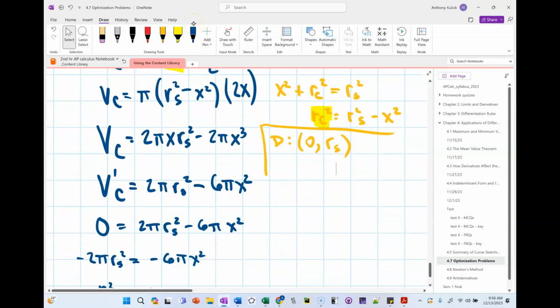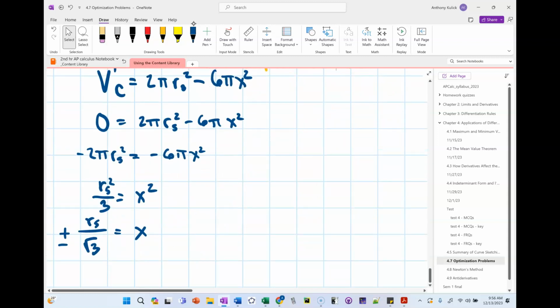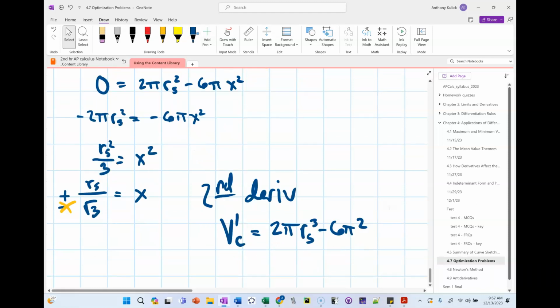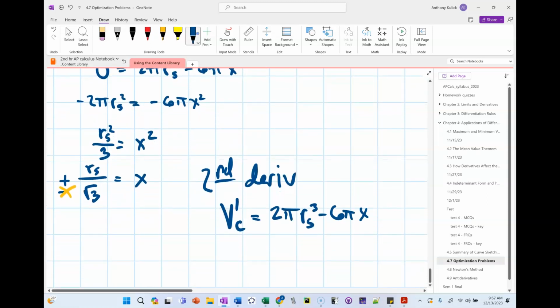In this problem, what I would do is a second derivative test. So we can discard the minus because it's outside of our domain. And then I'm going to do a second derivative test. So if the first derivative is this, oops, I forgot the x.